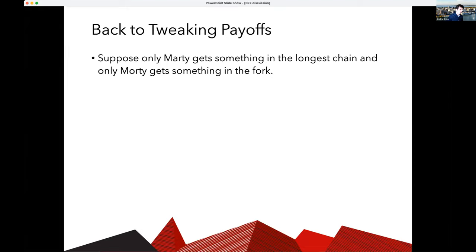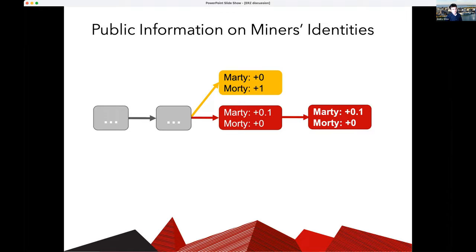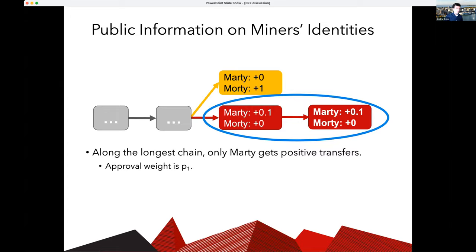Example number two. Suppose only Marty gets something in the longest chain while only Morty gets something in the fork. So what I did here is, if we continue along the longest chain, Marty gets 0.1 and 0.1 in both instances, while Morty gets one only in the fork. If you look at approval weights, because Marty is the only one to benefit from the longest chain, the approval weight is P1. In the fork, only Morty gets a positive transfer, so the approval weight is P2.